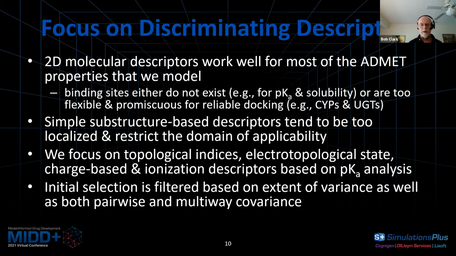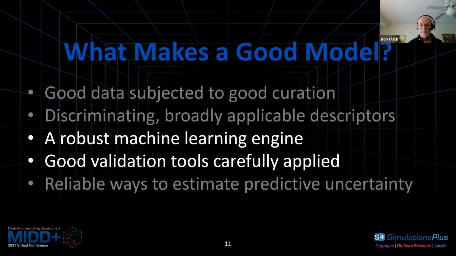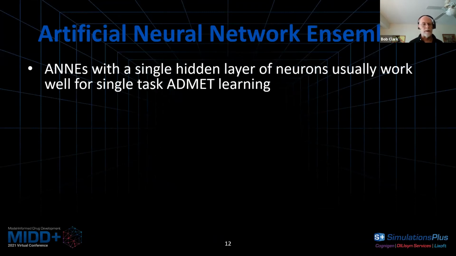Now, what makes a good model? Now I'm going to talk about the machine learning engine and the validation tools we employ. And those I'll talk about together because they're pretty intertwined mechanistically. We use artificial neural network ensembles with a single hidden layer of neurons. They usually work very well for single task ADMET modeling.